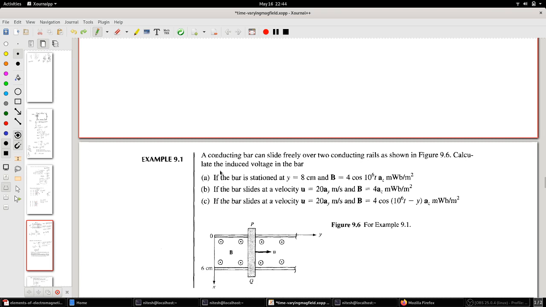Let's solve one example from the book. I'll explain how the problem is solved in the book, so things will become clearer about the conventions, especially the confusing part: the polarities of the EMF and the direction of the current.